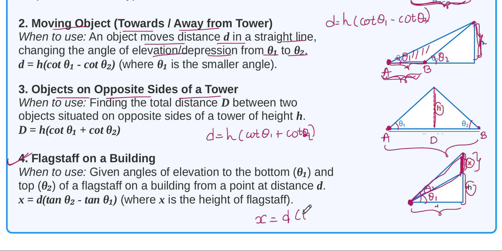So d bracket tan theta 1 minus tan theta 2. Okay, means bigger value minus smaller value always in the subtraction. So d into tan theta 1 minus tan theta 2. So whenever we have to find out height related questions, we will use tan, and whenever we have to find out base related questions, we have to use cot. Okay, so by using these short three formulas, we will solve the questions.